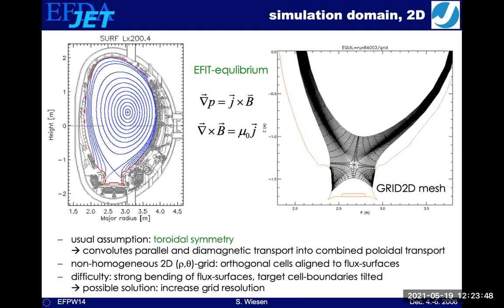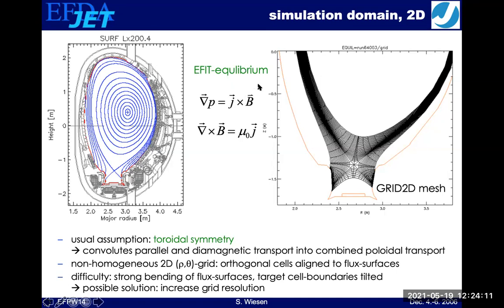These are the basic equations in this fluid model description that will describe the evolution of the plasma in space and time in the scrape-off layer. Then we have the magnetic equilibrium. This is an example of the magnetic equilibrium of JET. And out of this, one produces a computational grid.